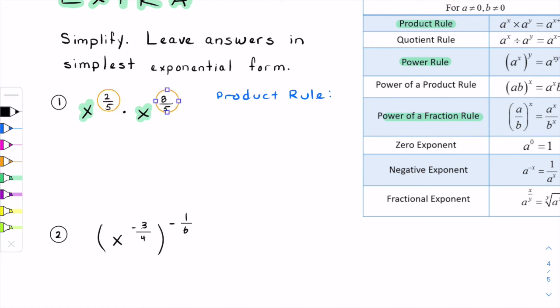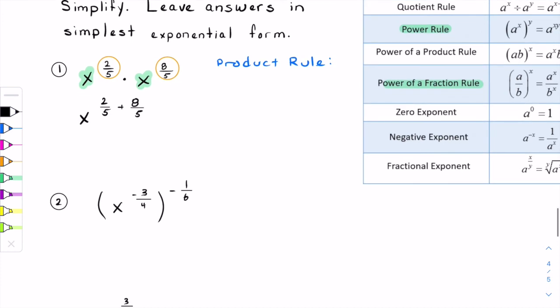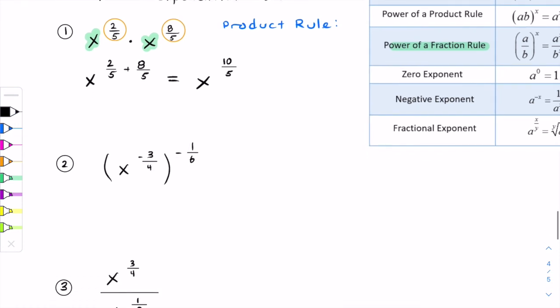and 8/5. When I write this out, I have x to the power of 2 over 5 plus 8 over 5. Of course, when you do this, you make sure you simplify any exponent or any fraction that you can. This leads us to x to the power of 10 over 5. You add fractions, you add your numerators, your denominator remains the same. And then, of course, for your final answer, 10 over 5 is going to simplify to 2. X to the power of 2 would be your final answer.